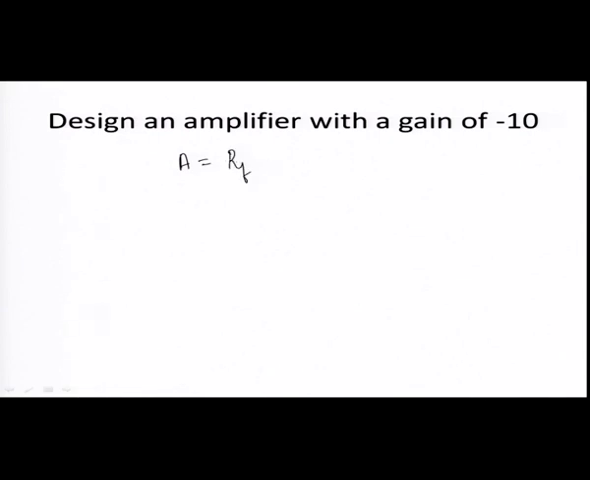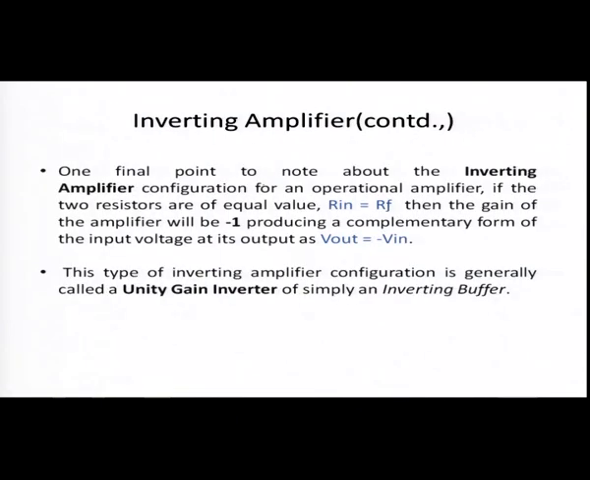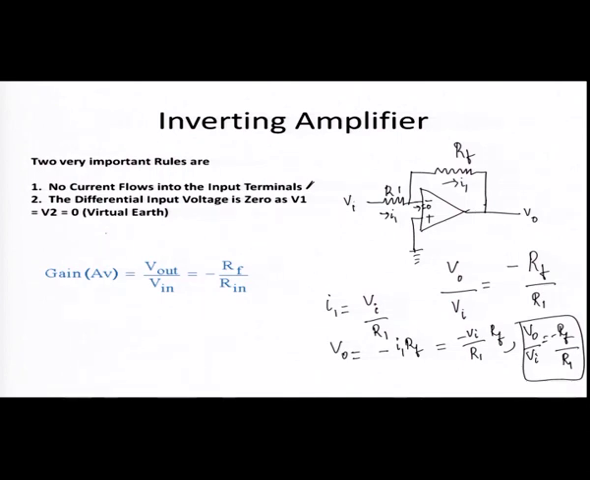A question is, design an amplifier for the gain of minus 10 or minus 5. To design an amplifier with a gain of minus 10, you have to design an inverting amplifier. The inverting amplifier's gain is minus RF by R1, which is minus 10. Why this minus? Because we have given the input signal to the negative terminal, so there will be a 180 degree phase shift between the input and the output voltages.